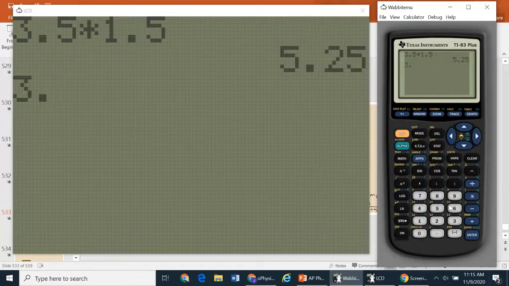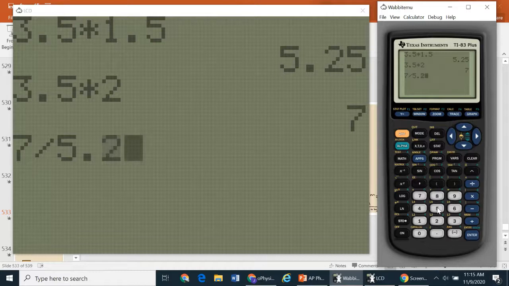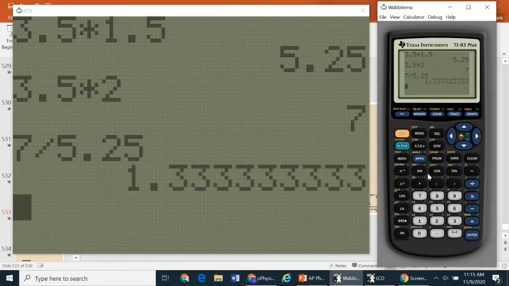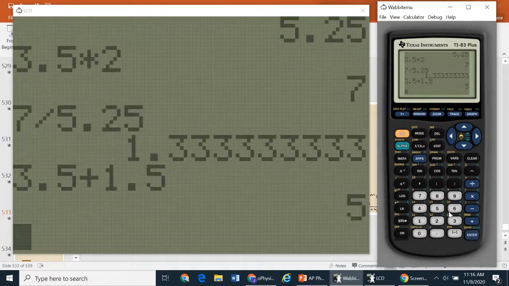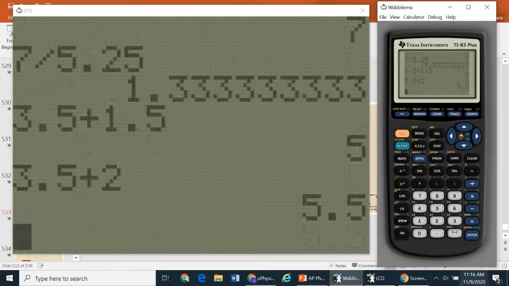But now we've changed that to 2. And so notice the numerator is going to go from 5.25 to 7. And 7 is bigger than 5.25 by a pretty good amount. It's bigger by a third, essentially, 1.3333 times bigger. Now, if we look at the sum, we're not going to see that big of an increase, because if we take 3.5 plus 1.5, you know the answer is going to be 5. And if we take 3.5 plus 2, we're going to get 5.5.